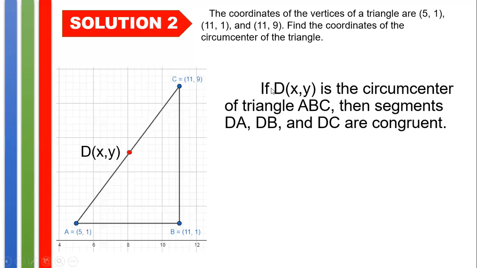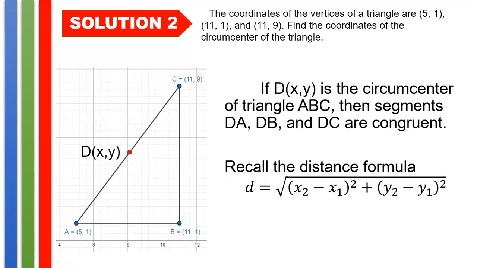If the point D with coordinates (x, y) is the circumcenter of triangle ABC, then as I mentioned earlier, DA, DB, and DC should be congruent. And how do we know if they have equal lengths? By using the distance formula, which probably many of us learned in our 10th grade, depending on our location.